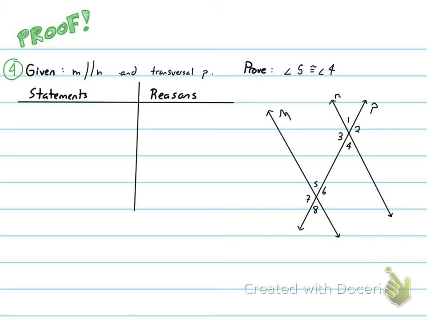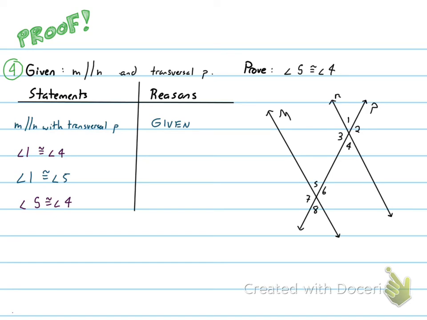Sometimes these can get a little bit tricky, so if you ever see any of these proofs, especially as we first start these out, I'm going to give you either all the reasons or all of the statements. So here I have all the statements filled in. We just need to fill in the reasons. So we start here, M is parallel to N with transversal P. We always start with our given statement, so that one's easy.